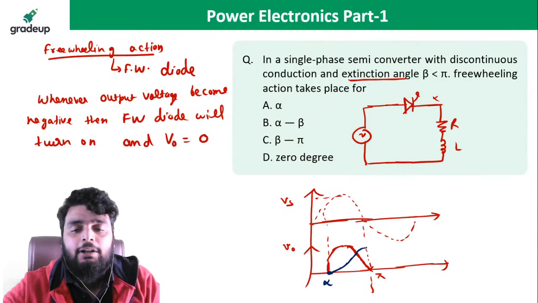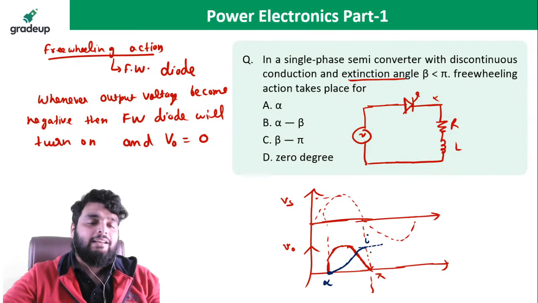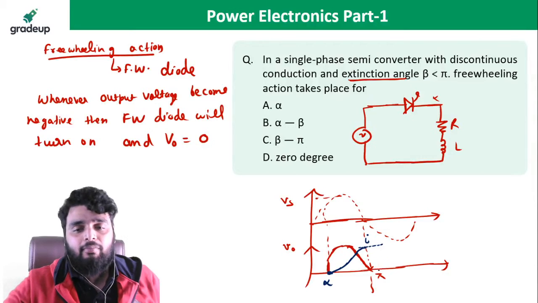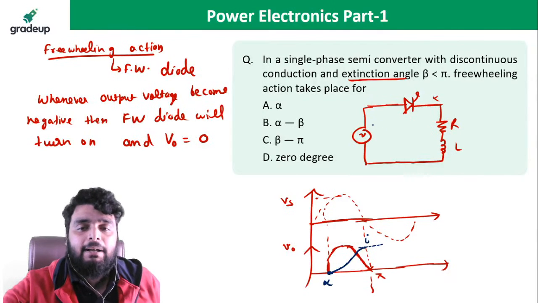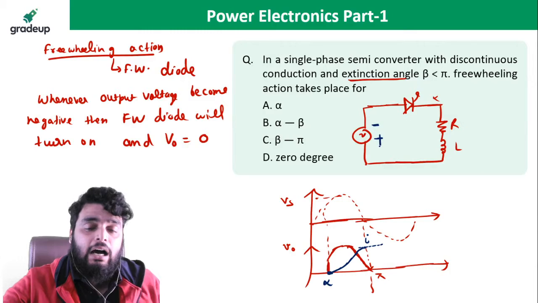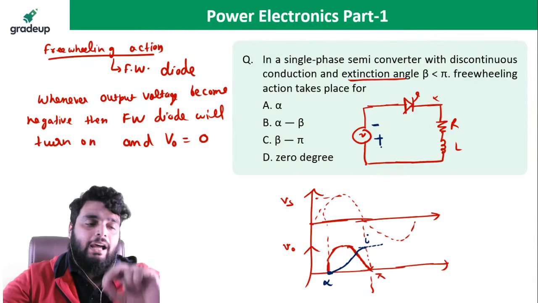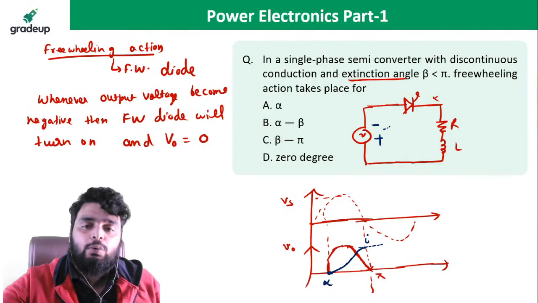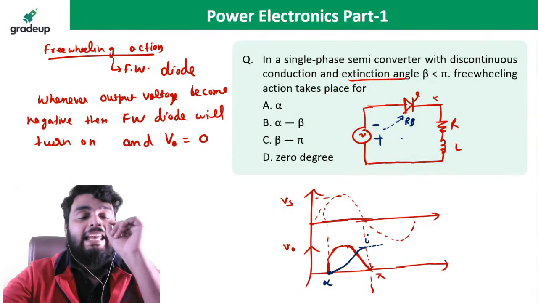Inductor has a property of energy storage element, so it will store the current. Okay, this is the current waveform. Now at pi what will happen? The polarity of this voltage is reversed. The polarity of source will reverse, and due to which this particular switch becomes reverse biased.